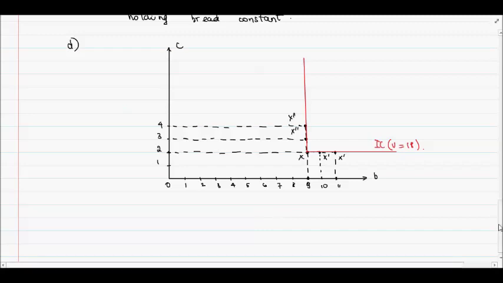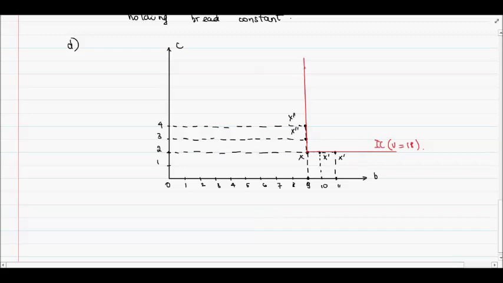Okay, so we're done drawing an indifference curve for bundle X. Now another thing I would like to mention is the marginal rate of substitution along this indifference curve. This is just extra information that I want you to get familiar with.